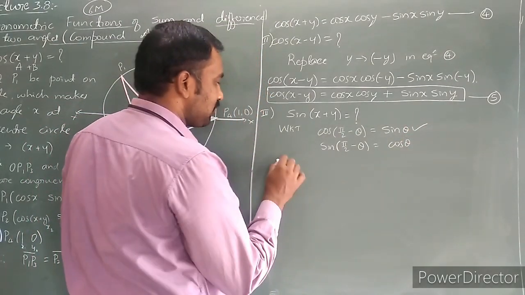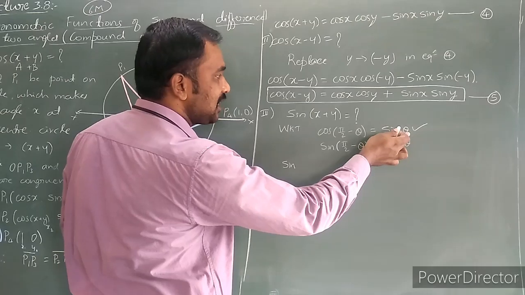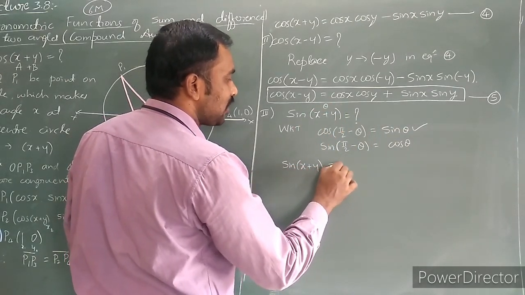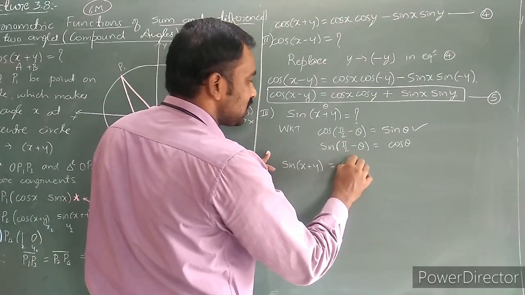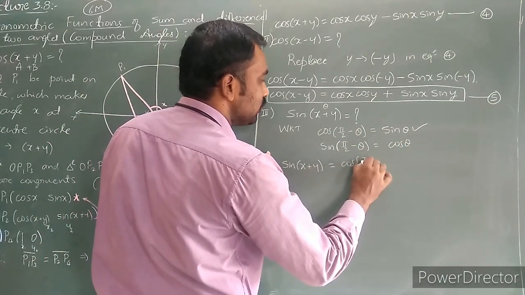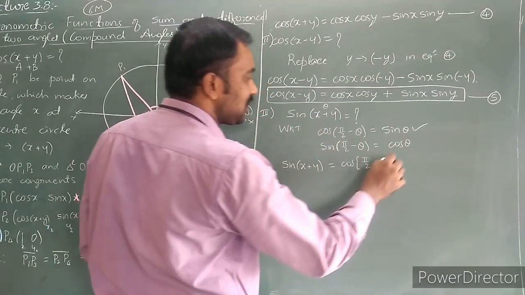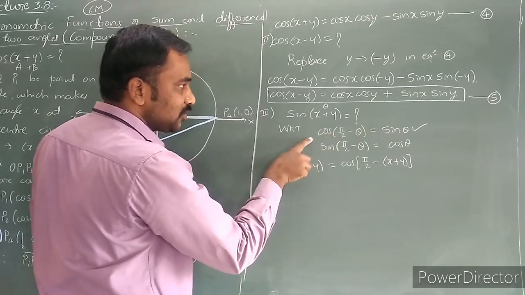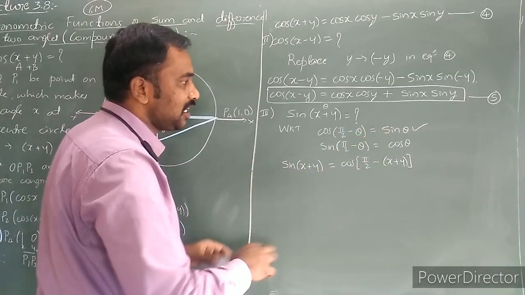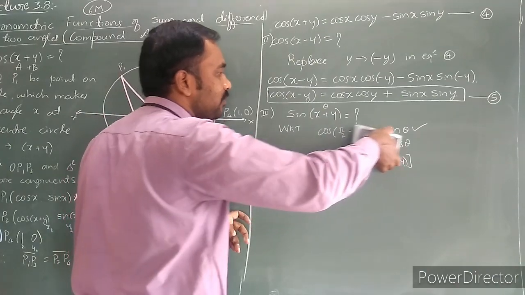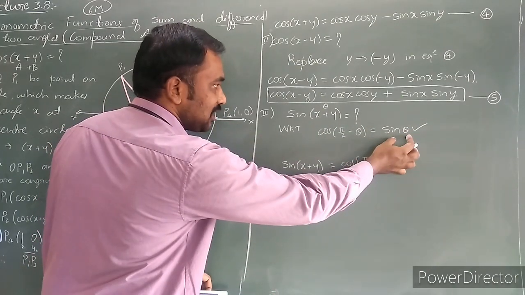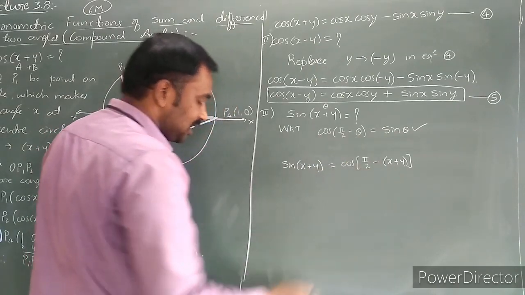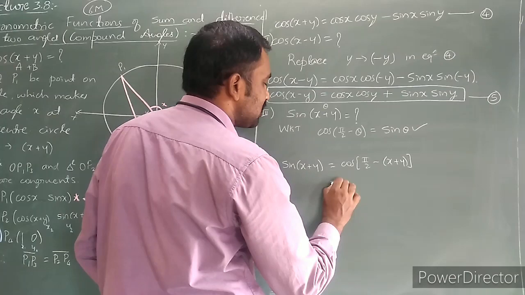Yes, this one can be written as, instead of writing theta, I just take it as x plus y. Sin of x plus y is equal to cos of pi by 2 minus, in place of theta, what is the value? x plus y. I am just using this result. We don't need the other result, just rub it. So I am just using this one. Theta is nothing but x plus y, so sin of x plus y is equal to cos of pi by 2 minus x plus y.